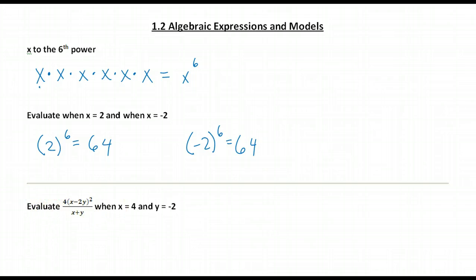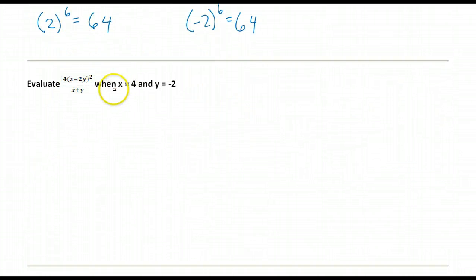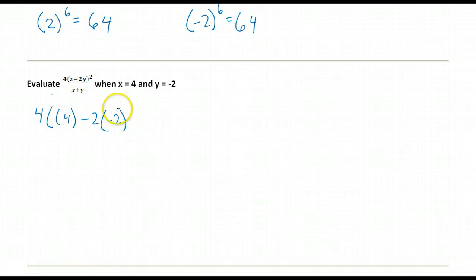Let's look at this second example. Evaluate when x is 4 and y is negative 2. Evaluate means get the answer. So I want to take this, plug in 4, plug in negative 2, and get the answer. Now in order to evaluate, I need to follow the order of operations. To follow the order of operations, I'm going to take this problem one step at a time. Notice that all I did was plug in 4 for x and negative 2 for y. I haven't done any math yet.